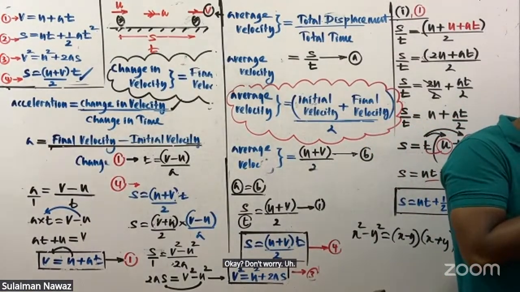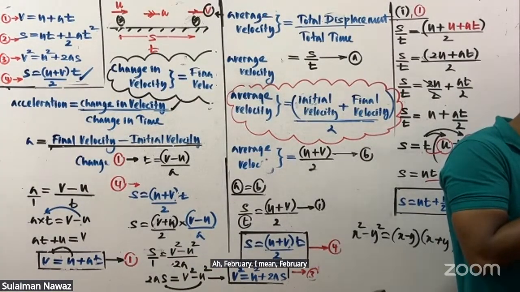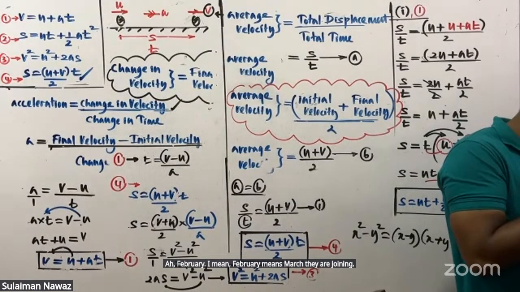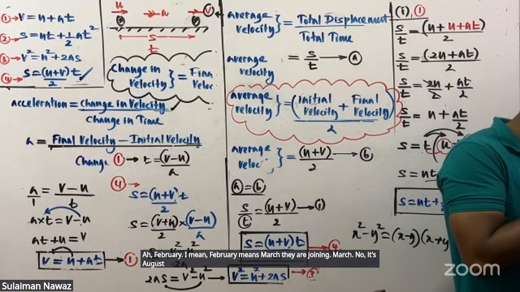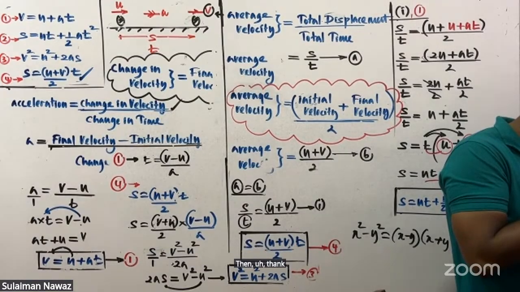Did you teach the measuring? Okay, they are keeping O level exams in February, which means in March they are joining. Now it's August. Okay, right. Then thank you. All perfect.